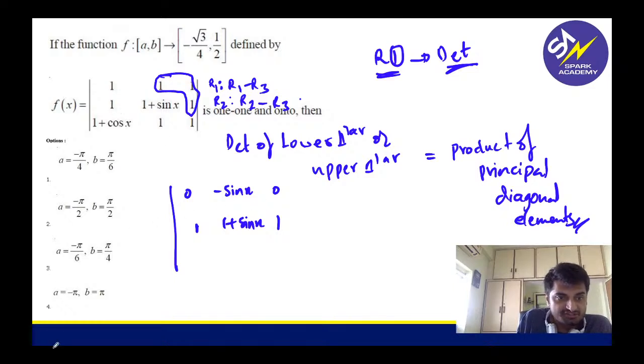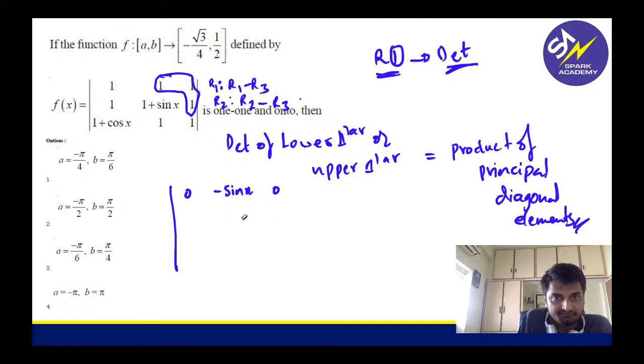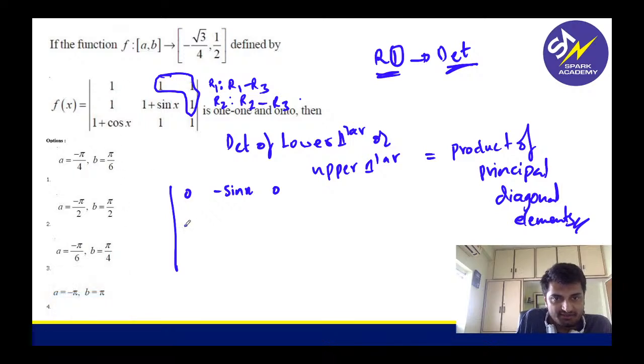Okay, the second row I am also changing. Sorry. Okay, got it. So for the second row, how will I get it, guys? 1 minus cos x is minus cos x. 1 plus sin x minus 1 is nothing but sin x. Right? And what is this? 1 minus 1 is nothing but 0. And what else is there here? This is 1 plus cos x as it is. This is 1. This is 1.